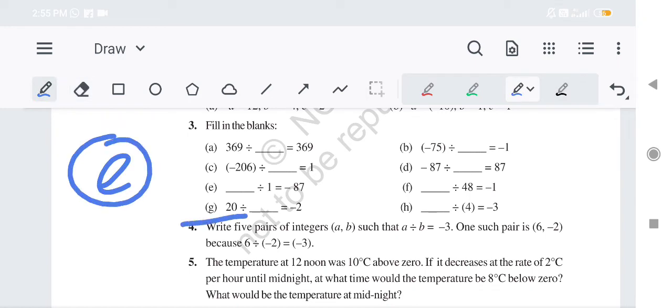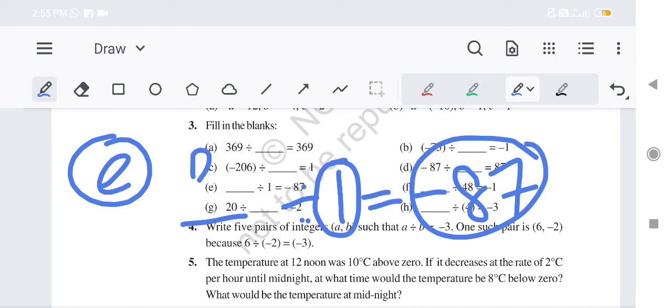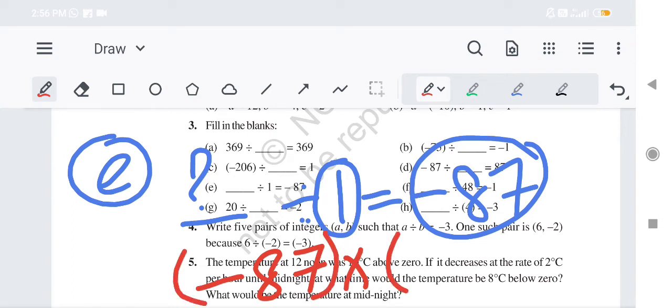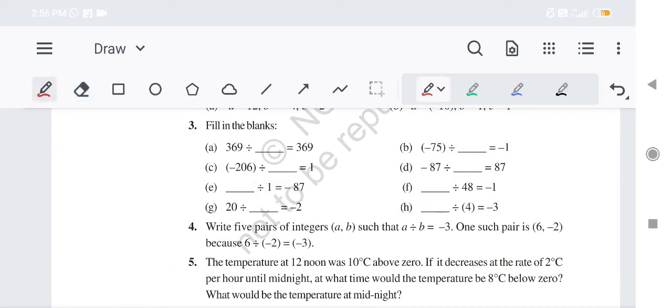Okay, let's come to the question number E. Here we have divided some number by 1 so that we can get minus 87. It is also very easy. Divisor is given, quotient is given, dividend is missing. So simply we will multiply this quotient by the divisor so that we will get the dividend. Okay, I hope all of you will be able to do the rest of the sums. A, B, C, D, these 4 sums are left. I hope there will be no problem in doing these sums.